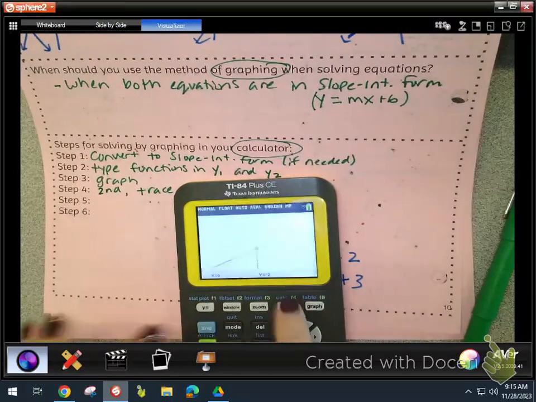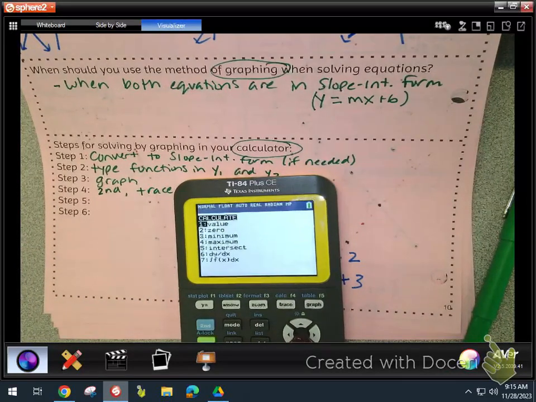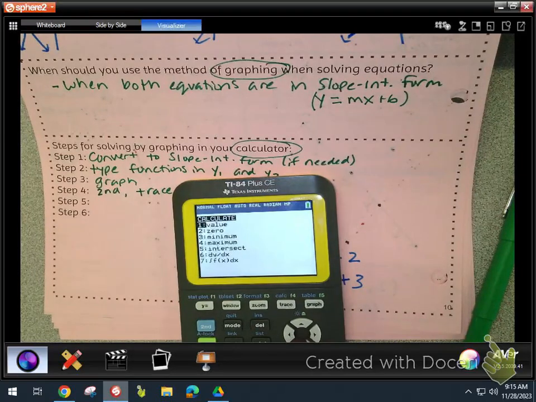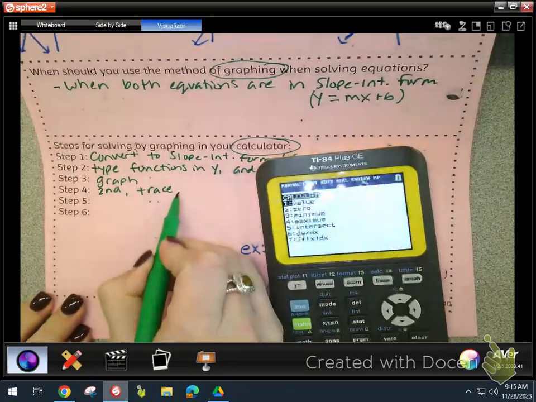Second trace. And if you look at this, it is number 5. Remember what you're trying to find. We're trying to find the point of intersection. And when you press second trace, you're going to see an option that says intersect. So that's what we're looking for. Second trace 5.